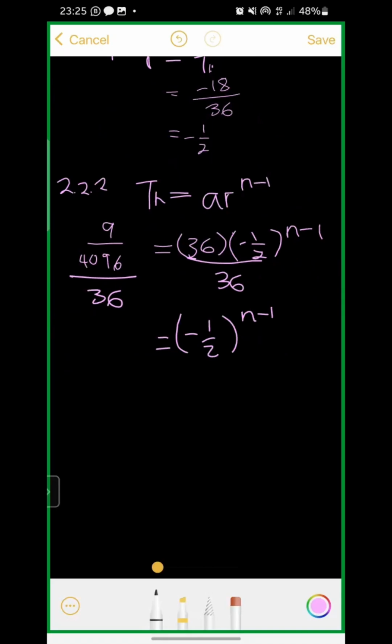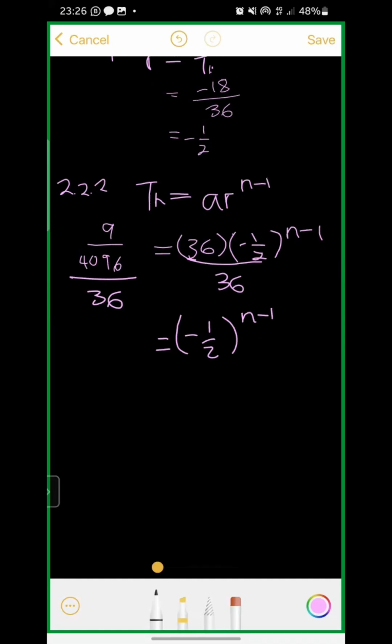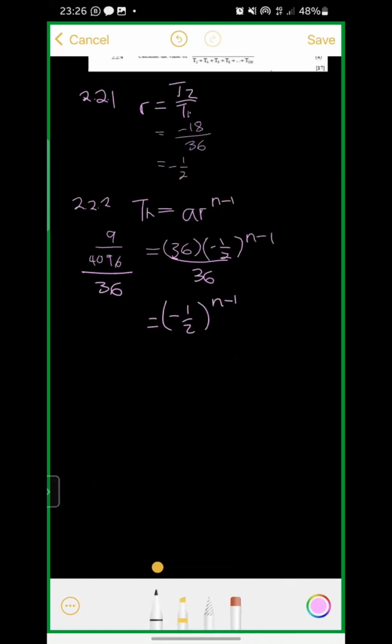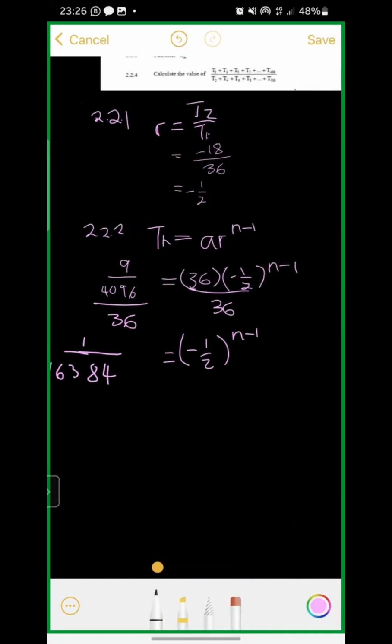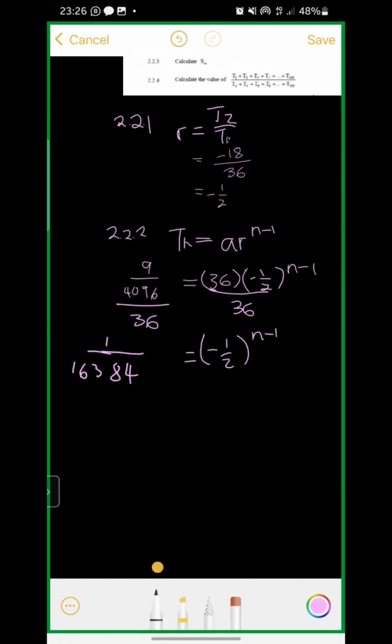Is that 4096? Yes, 4096. Wow, yes. The answer is 1 over 16384, right? So that's what we have there. And then they say that is equal to... all right, it's not a problem, right?